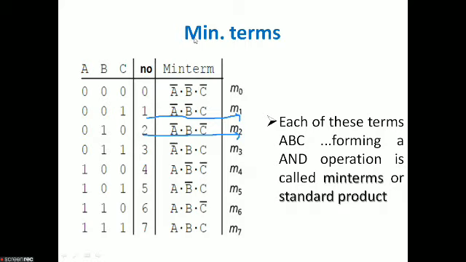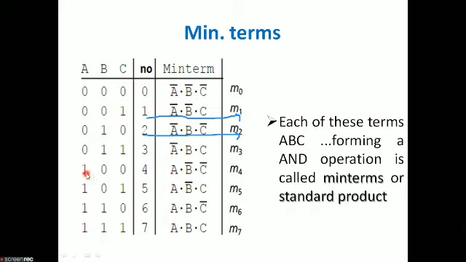Now look here, in the fourth case, that is 0, 1, 1. That is the number 3. 3 is being presented in 3 bits. And the 3 bits means 3 variables A, B and C. So this 0 means A bar, 1 means B, and 1 means C. So this is min term 3. Again 3 is coming as a subscript here.